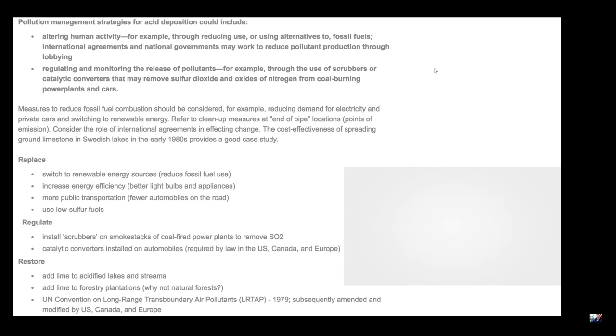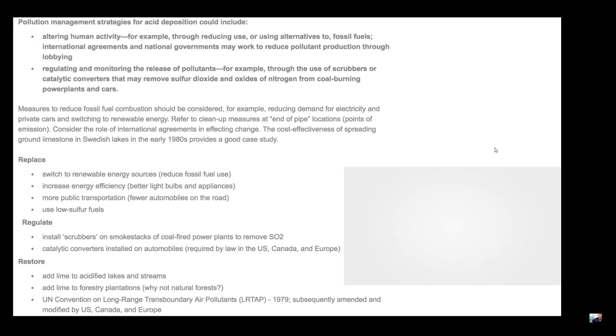And we can really do a few things. There are pollution management strategies for acidic deposition. It could include, first off, a 3-step thing, or 3 R's: replace, regulate, and then restore. And these measures can reduce fossil fuel combustion. Should be considered, for example, reducing demand for electricity and private cars, switching to renewables, right? Along the same lines of what we talked about in the last lectures, as well as what we talked about in global warming.